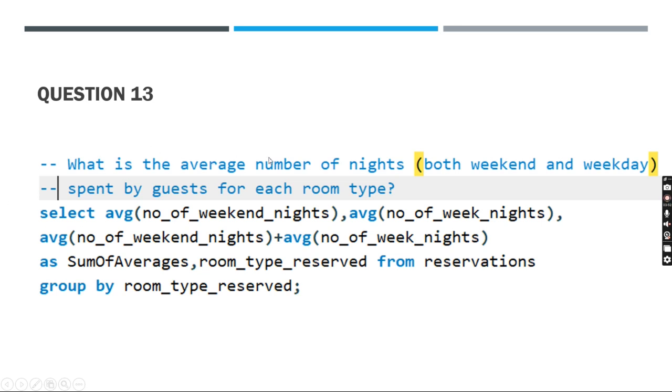The next question, the average number of nights spent by guests for each room type. We just select the average number of weekend nights, the average number of weeknights, and then add them together for the sum of averages and then group by the room type.